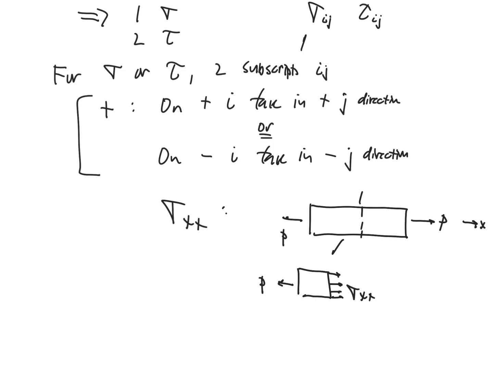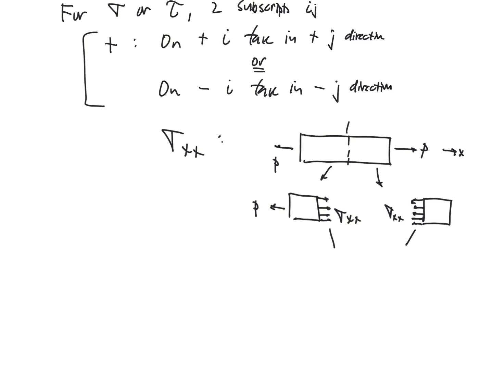Then if I looked at the other side, I would have the normal stress going this way, like so. Same value, sigma xx. So they're both going to be tensile, even though they're going in opposite directions. Plus face, plus direction, minus face, minus direction. That's a positive stress. And the same thing is going to happen with the shear.